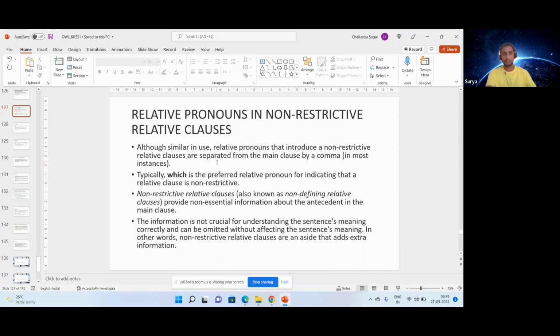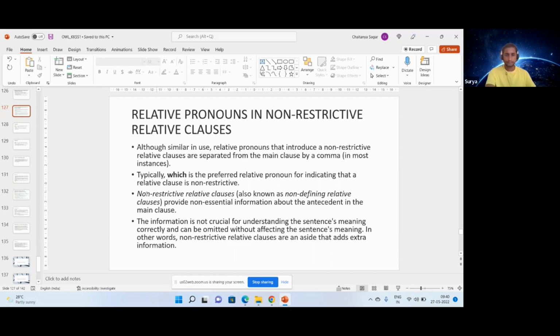As I mentioned during the start of our KKSS sessions on English, extra non-essential elements can be separated by commas. That is what happens in non-restrictive relative clauses as well. They are separated from the main clause by a comma, because it is not vital information. If it is important information, we don't separate it by a comma. Which is preferred instead of that here, because this is a non-restrictive relative clause adding extra information. In restrictive relative clauses, where the whole sentence is vital, that is used.